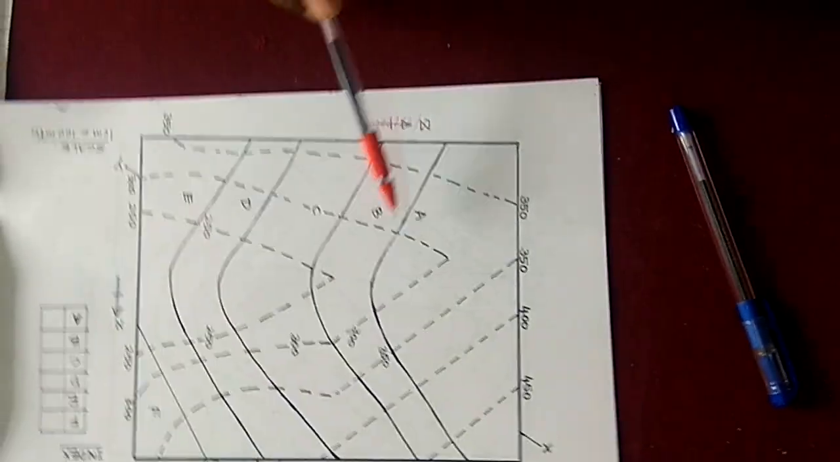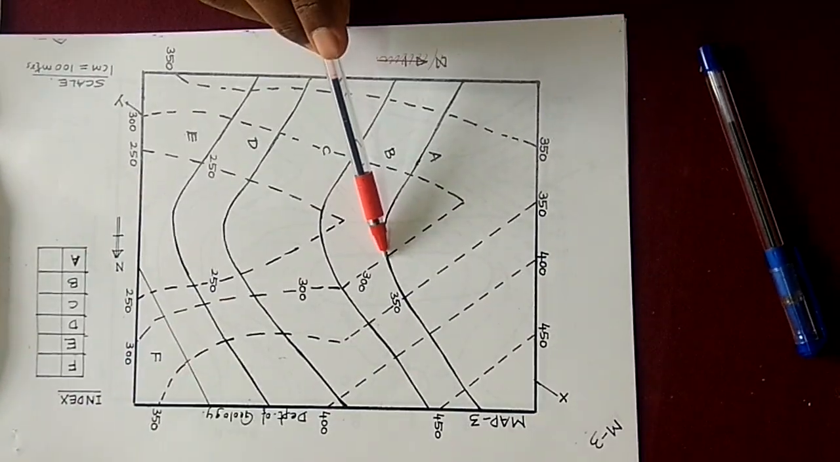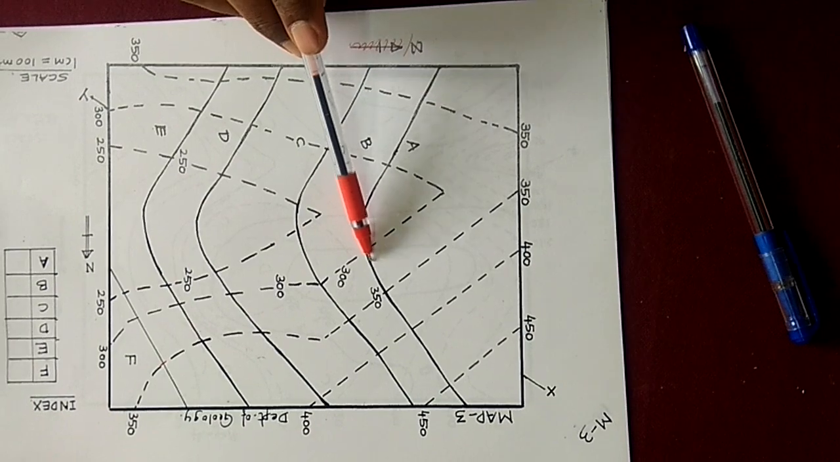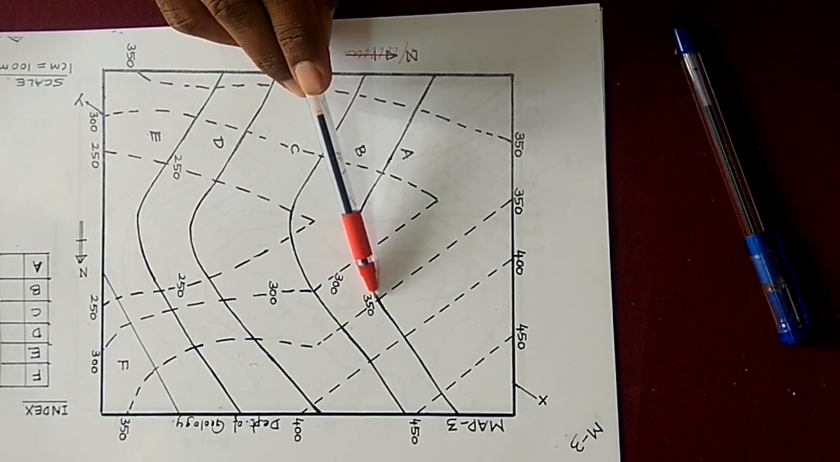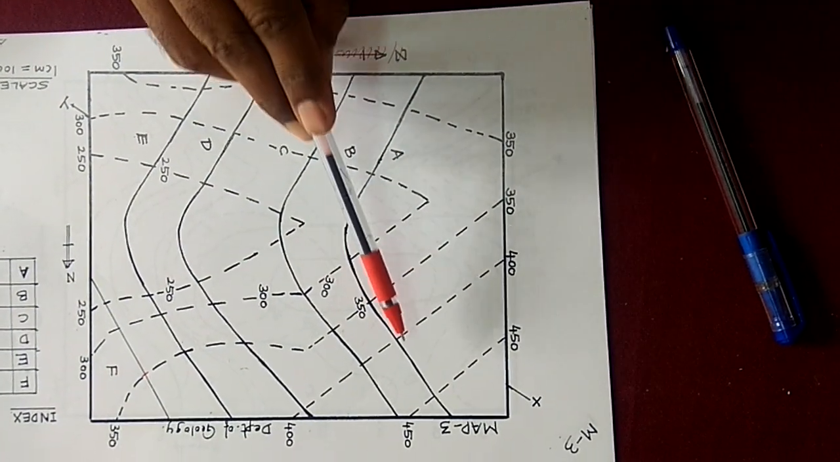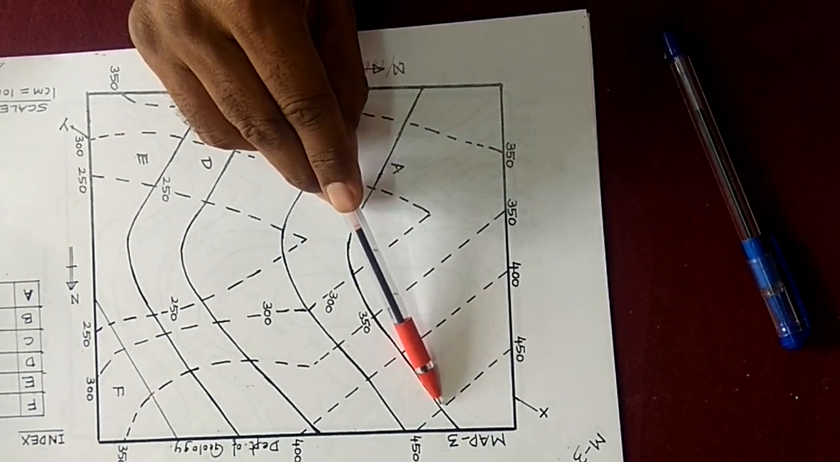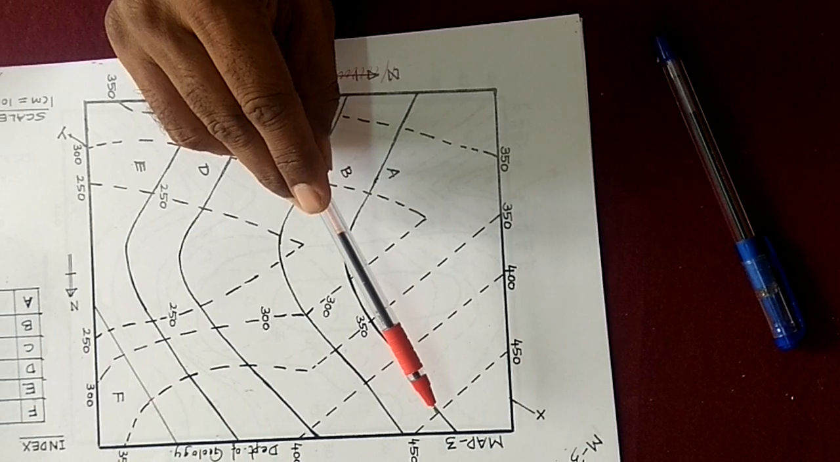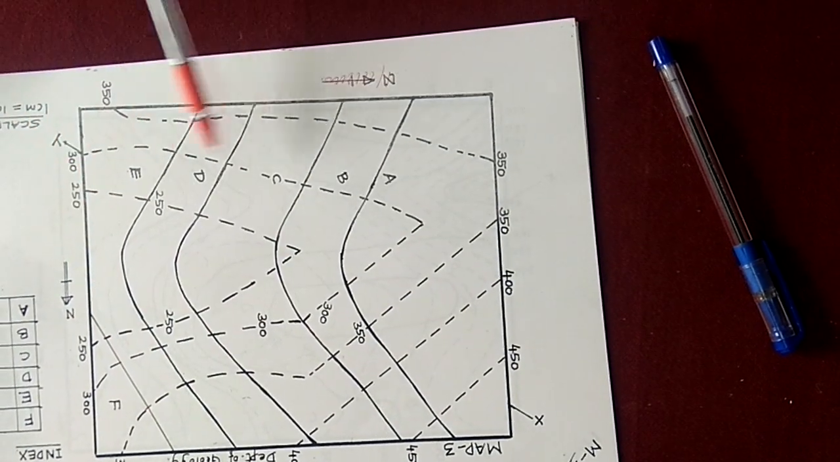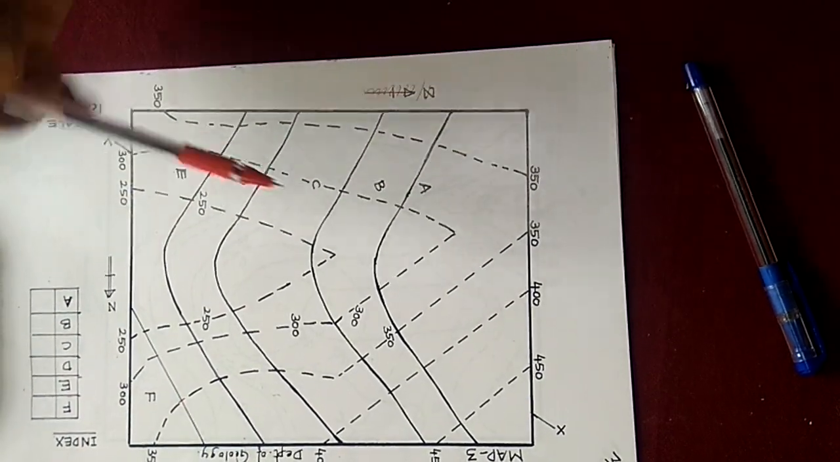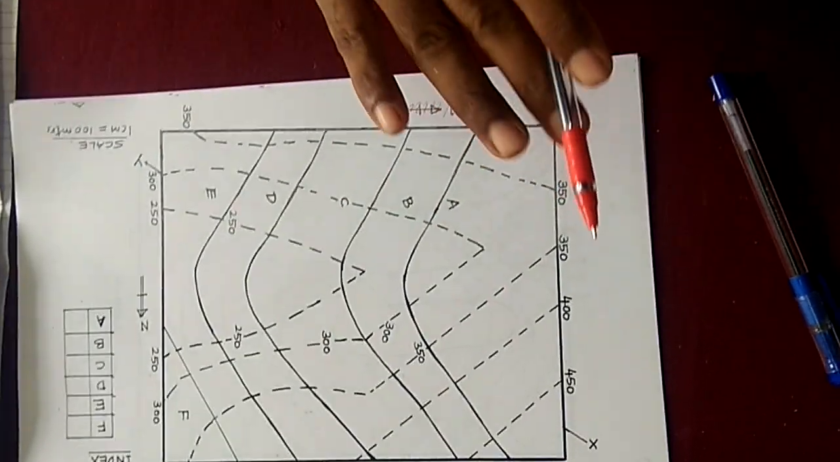So this bed is exposed in this place at 300 meter height from the mean sea level, and the same bedding plane is exposed in this place at 350 meter height, in this place at 400 meter height, here at 500 meter height. Okay, what does it represent? In this area bedding planes are slightly inclined, which are not horizontal.